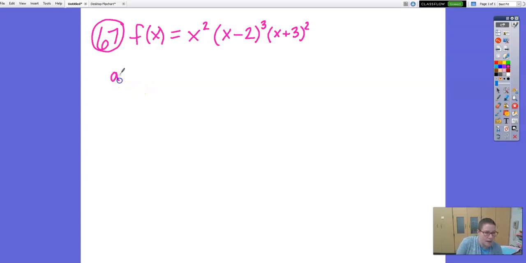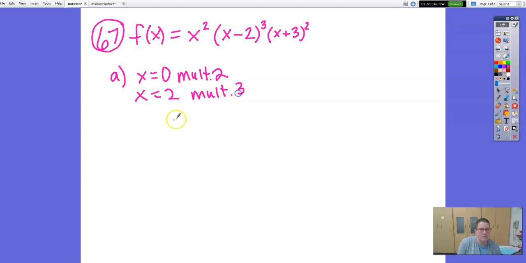So remember, part A on this section asks us to list each real zero and its multiplicity. So for x squared, the zero would just be 0, and because it's squared, its multiplicity is 2. For the next factor, x minus 2 cubed, the zero would be x equals 2, and its multiplicity would be the exponent, right, 3. For our next one, x plus 3 squared, our zero is x equals negative 3, and because it's squared, our multiplicity is 2.